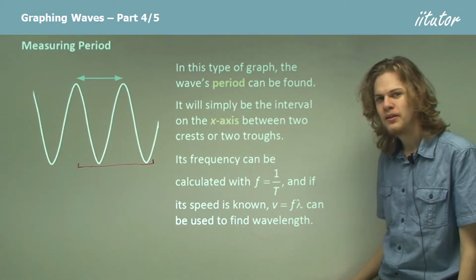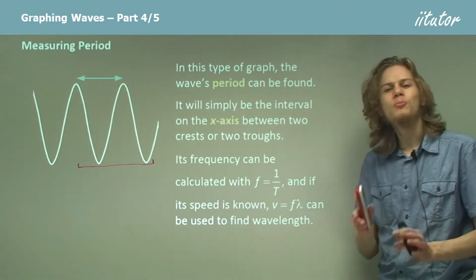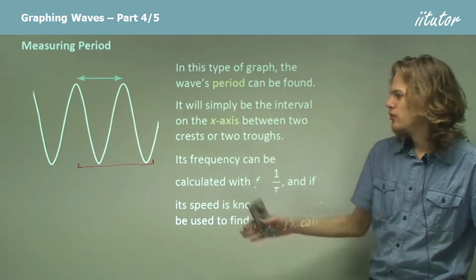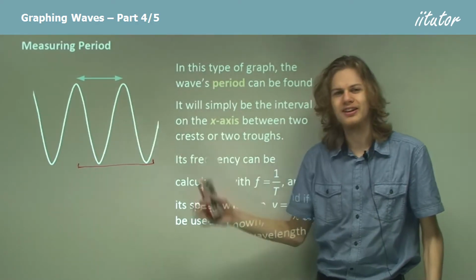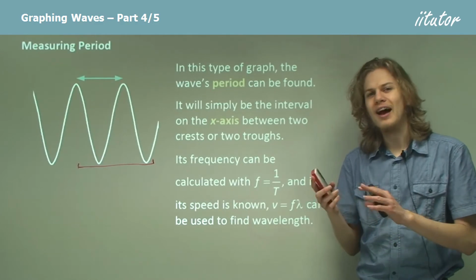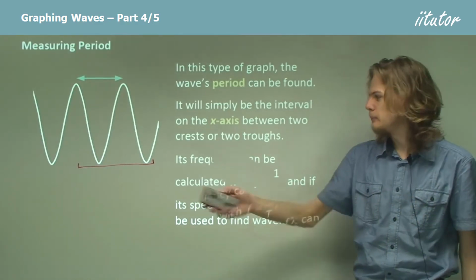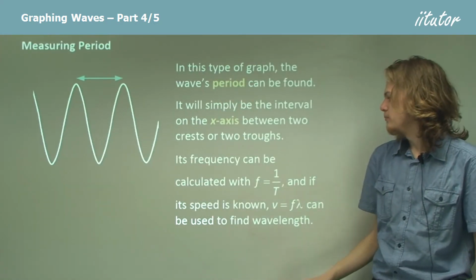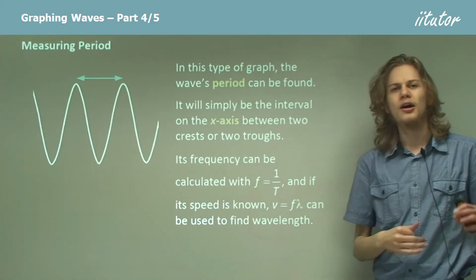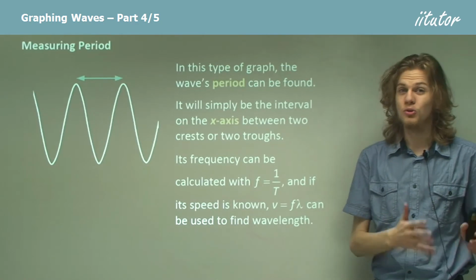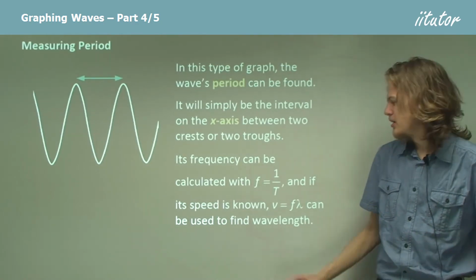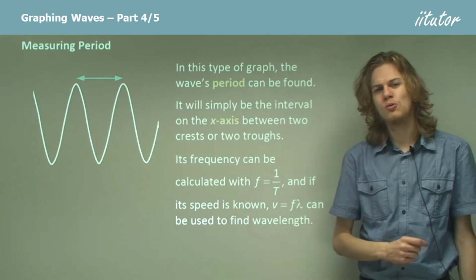Make sense? Our fixed point is the point at which we're measuring the wave. So the number of wavelengths that we get in 1 second shows how frequently the crests of the wave are passing through that point. If we know its speed, then we can find its wavelength. And if we know its wavelength, we can find its speed, simply with this equation, v equals f lambda.